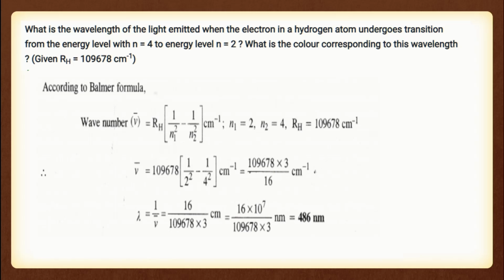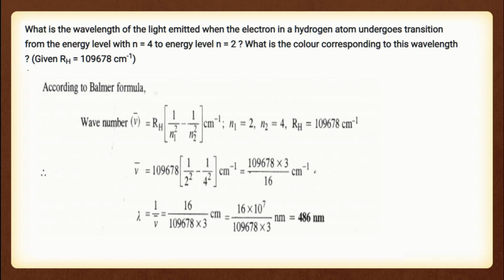According to Balmer formula, wave number nu dash is equal to RH into 1 by n1 square minus 1 by n2 square centimeter inverse, where n1 is equal to 2, n2 is equal to 4, and RH is equal to 109678 centimeter inverse. Nu bar is equal to 109678 into 1 by 2 square minus 1 by 4 square centimeter inverse, which is equal to 109678 into 3 by 16 centimeter inverse.